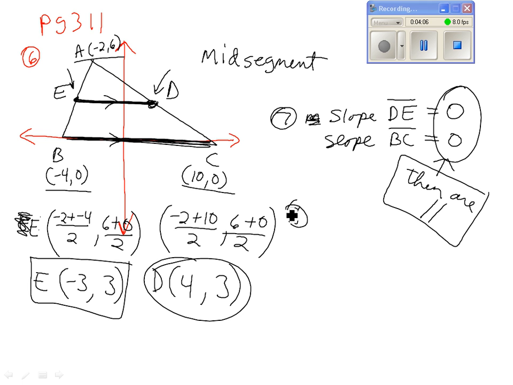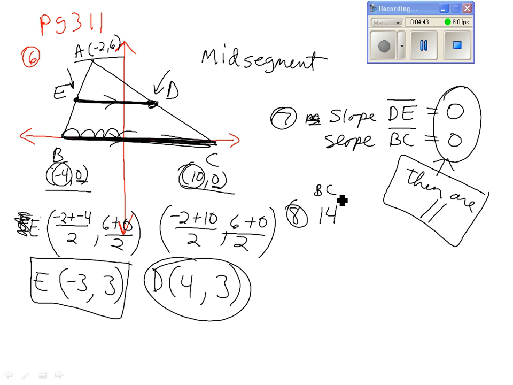Number 8 says verify that DE is 1/2 BC. Well, all we have to do, we can find the length of BC just by counting because it is horizontal. So the zeros stay the same, so we don't worry about them. We just figure out how far we move from -4 to 10. If you go from -4 all the way over to 10, you get 14 spaces. That's how long BC is.